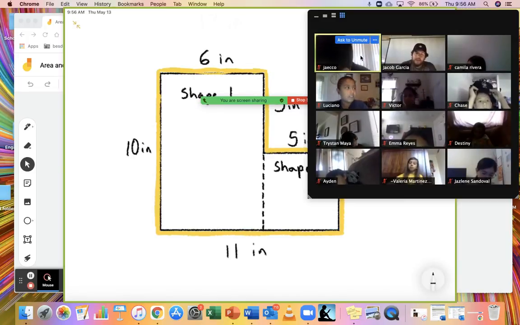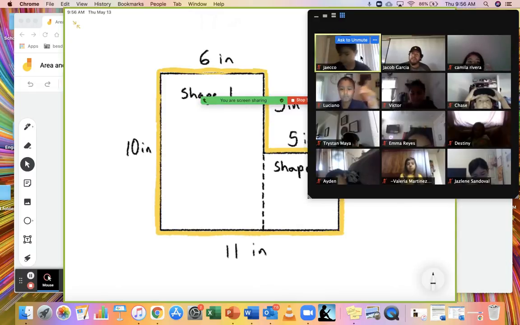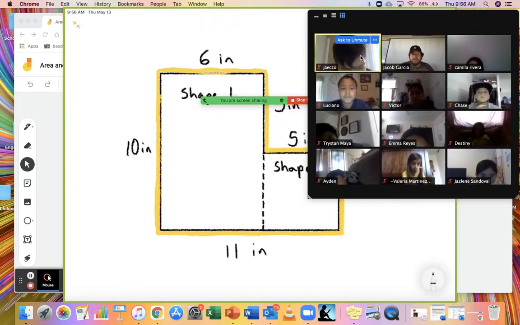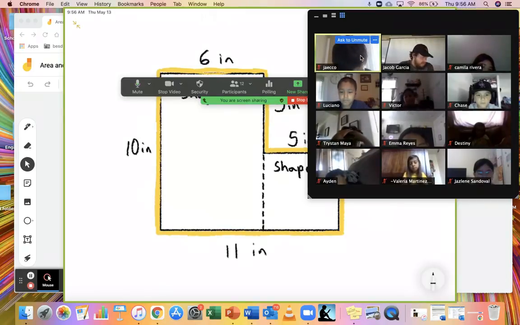That wouldn't be too bad. That would be a lot easier. And all of you are pretty capable of finding the area already of simple shapes. So let's go ahead and find the area of these two shapes. I'm going to have Jaco, Camila, Luciano, Victor, Chase, you're going to work on shape 1. Then Tristan, Emma, Destiny, Aiden, Valeria, and Jasleen, you're going to work on shape 2. Go ahead. I'm going to give you about 30 to 40 seconds. That should be enough.